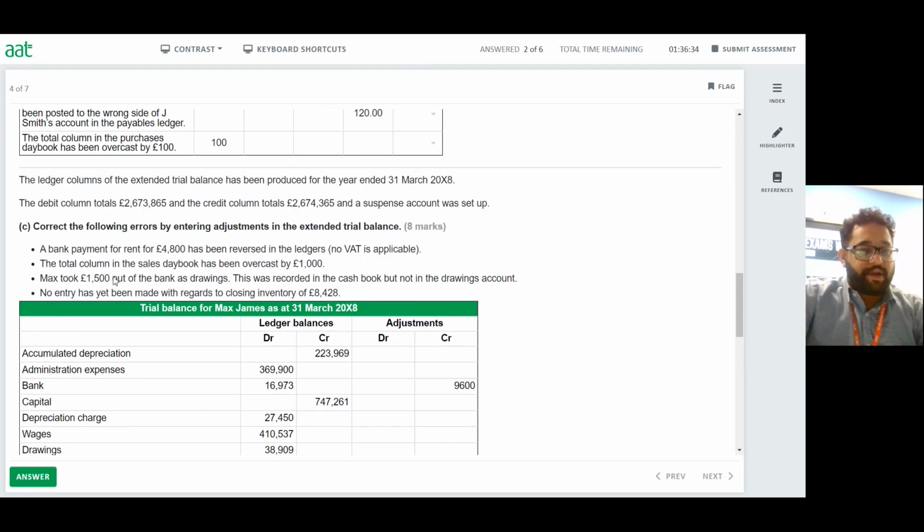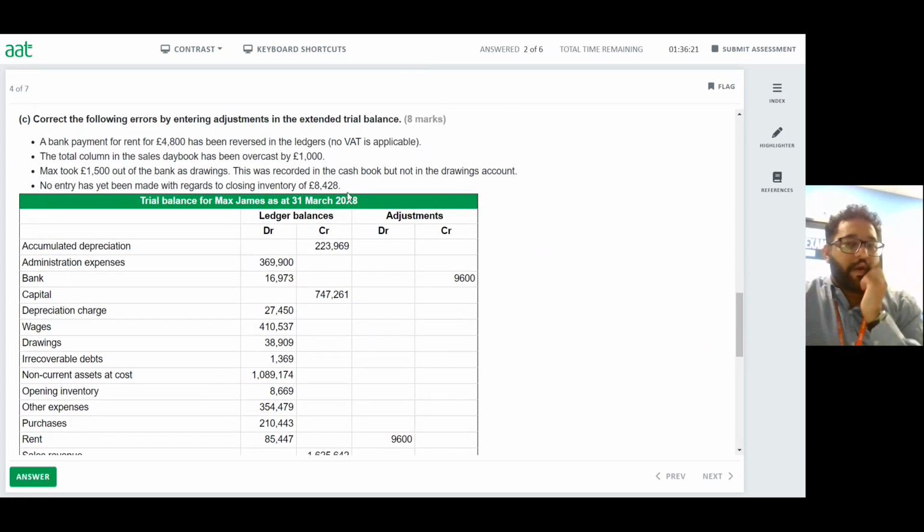Max took £1,500 out of the bank as drawings. This is recorded in the cash book, but not in the drawings account. What is the entry normally? The entry will be drawings account debit, cash book or bank account credit. So it's been recorded in the cash book, therefore the drawings account has not been entered.